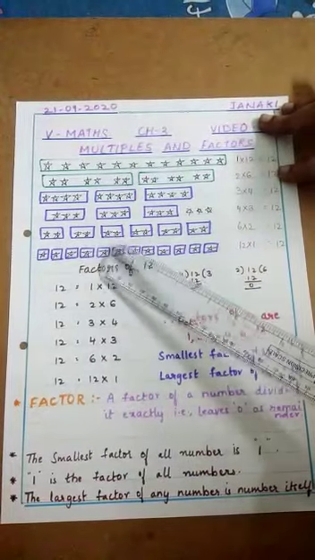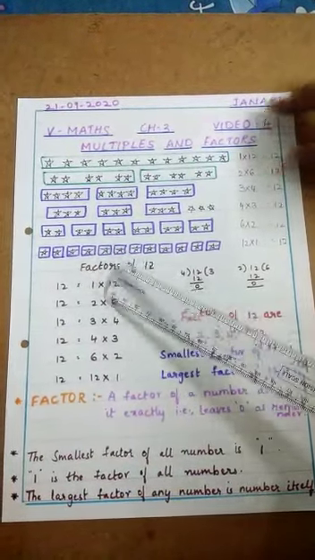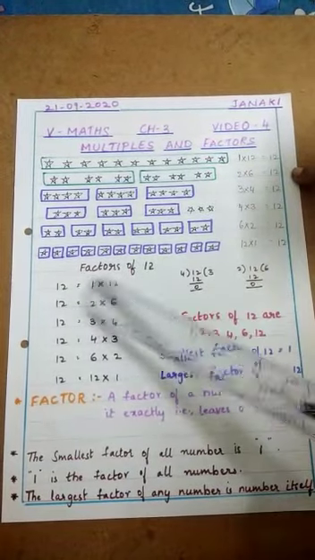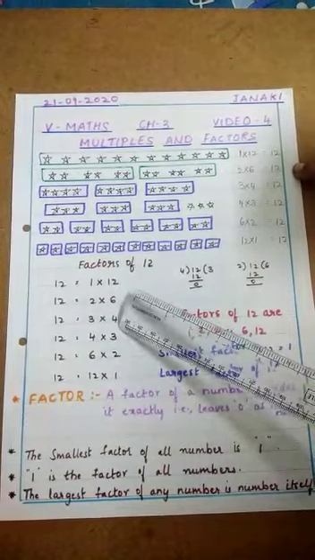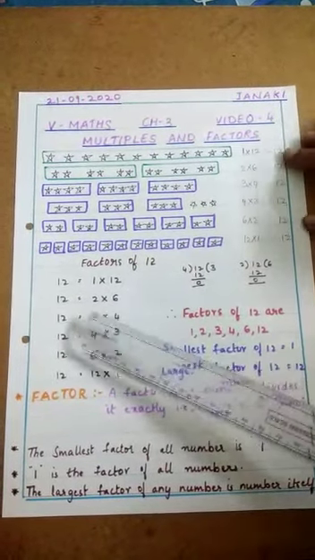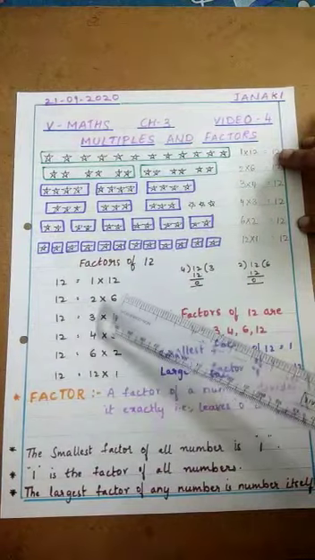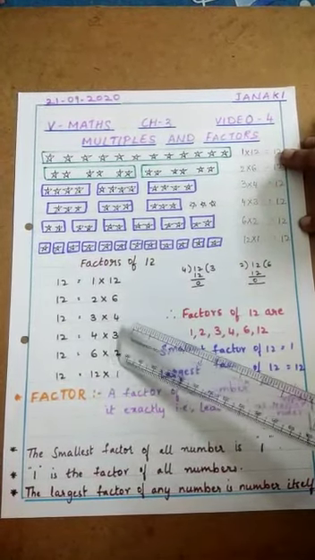That is 12 is equal to 1 into 12. 12 is also equal to 2 into 6. 12 is also equal to 3 into 4 and 12 is equal to 4 into 3. You can write 3 into 4 or 4 into 3. One time you can write one, another time the other. 12 is equal to 6 into 2, or 12 is equal to 12 into 1.